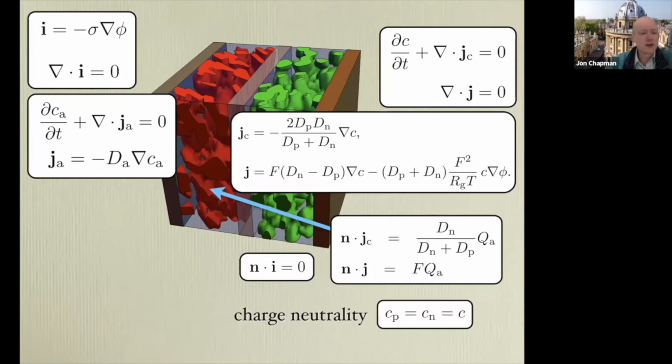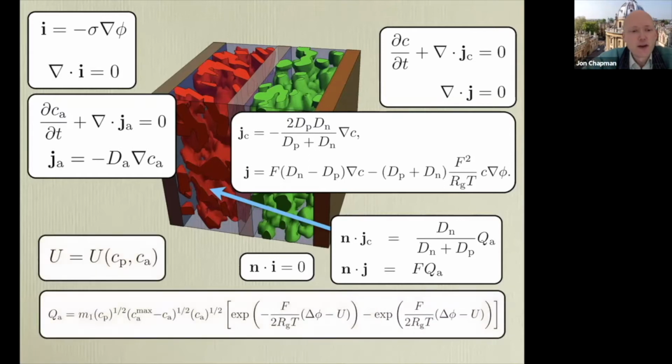Then the final ingredient in the model is to tell you what the Q is, and that's given by the Butler-Volmer relation, which I've written down. It's a bit horrible, but everybody is familiar with it in this audience. And the U there is the equilibrium or open circuit potential, which is a function of both the concentration of the positive ion in the electrolyte and the concentration in the anode. So that is, in some sense, the gold standard. That's the model that I'm going to start with and try and reduce asymptotically.